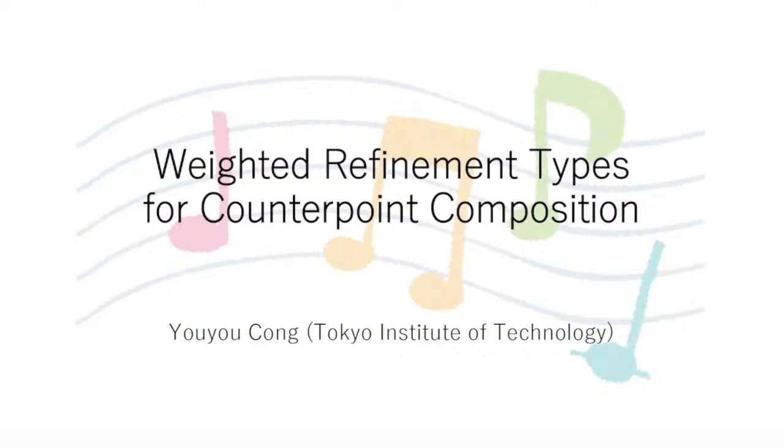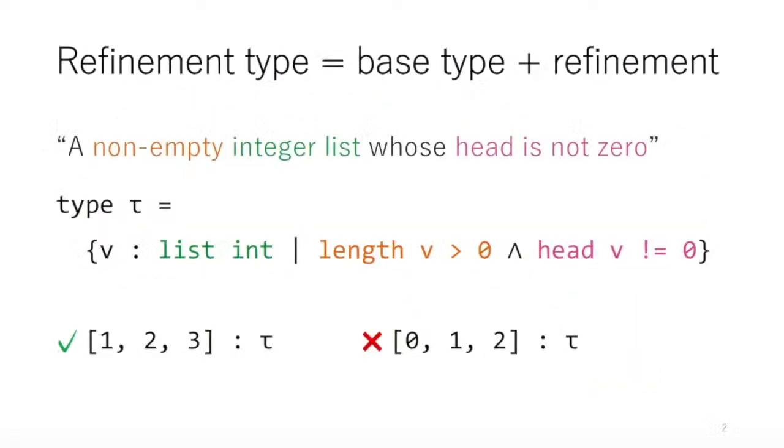I will be talking about a variation of refinement types that can be used for counterpoint composition and beyond. Refinement types are a powerful tool for expressing program specifications.